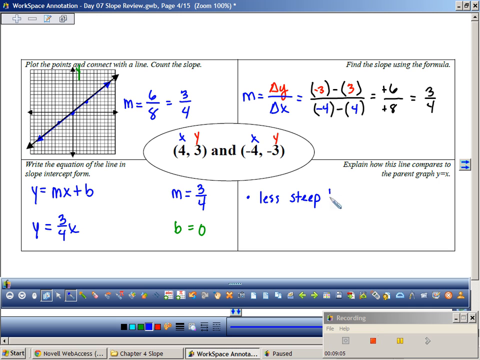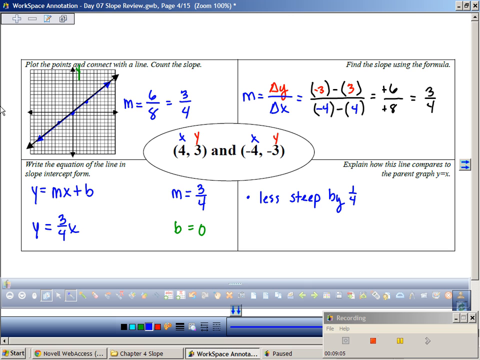Okay, so it's less steep by 1/4. That's the only thing that happened to it. That was the only transformation, just a slight rotation, right? Still positive slope. It didn't translate up or down on the y-axis, right? All right, good job. Why don't you guys go ahead and try the rest of them. Why don't you work for about 15 minutes, and then we'll get started on our review packet.